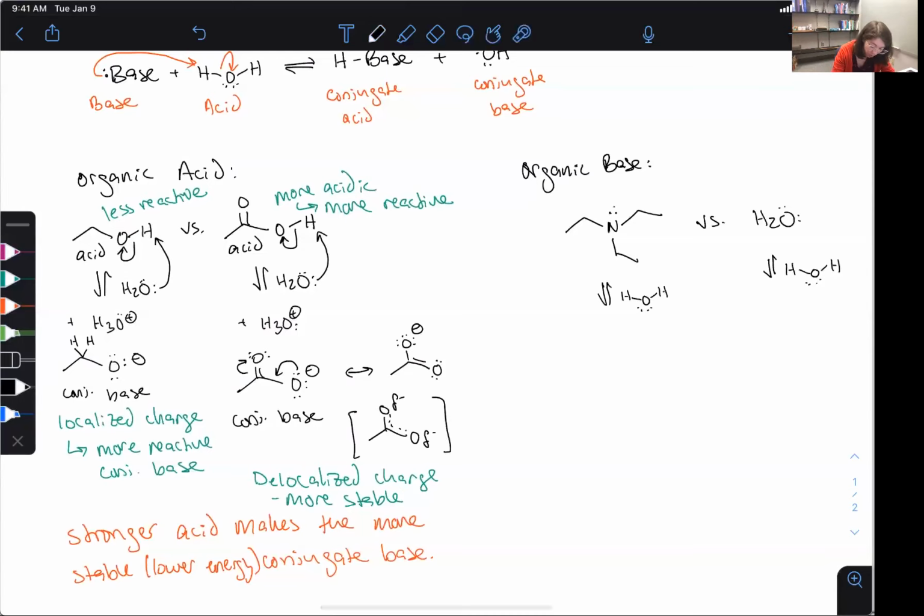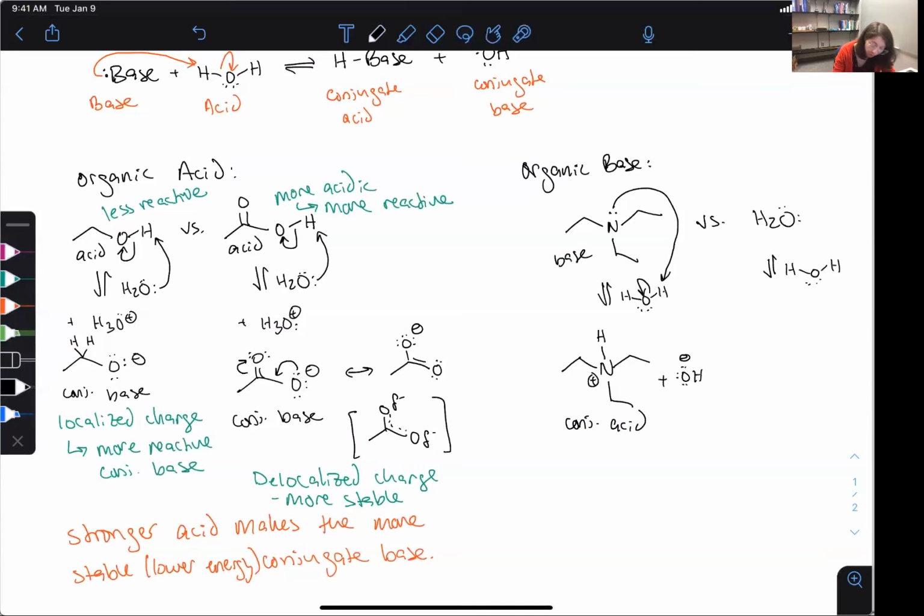Okay, so we start from the electrons of the base. We go grab a proton. We're going to form that sigma bond. And then we break that sigma bond to put electrons onto the oxygen. So that's going to give us that conjugate acid. Okay, so remember we've got base. This is our conjugate acid. We also are going to have OH minus.